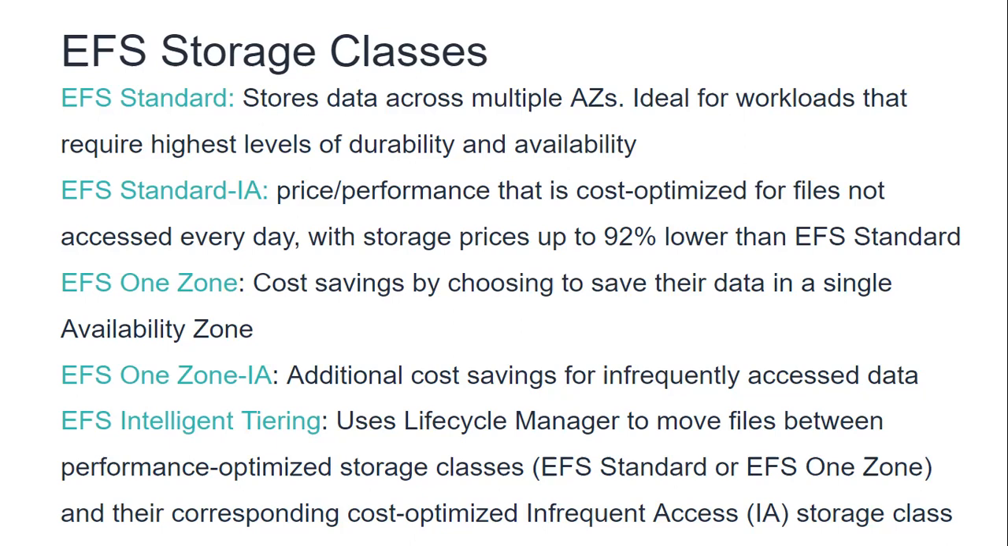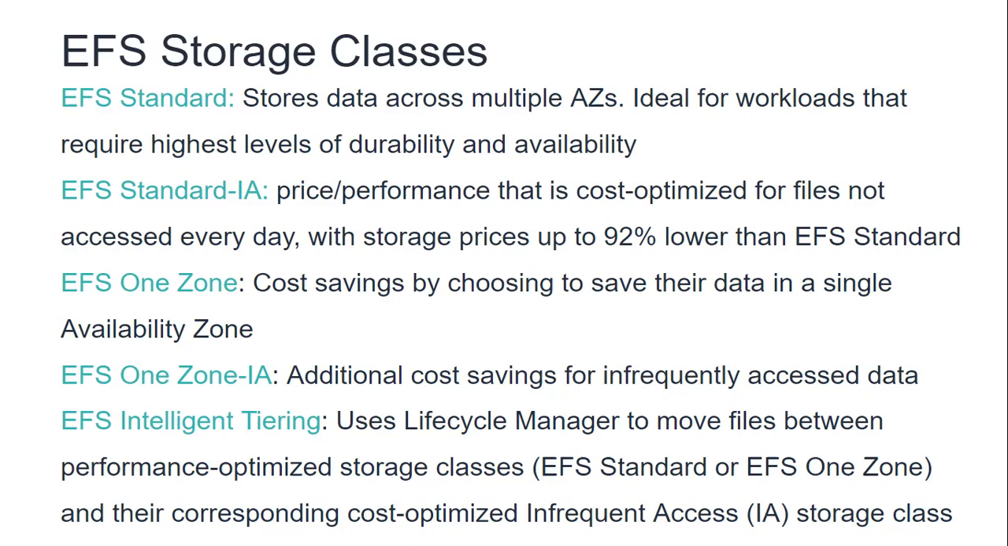If you don't want to worry yourself with moving data across these various storage classes, what you could do is use Intelligent Tiering, where it uses a feature called Lifecycle Management to look at how you're accessing your files. And then you also set some rules, and based on that, you can move your data across EFS Standard, IA, or One Zone, depending on what you want to do.